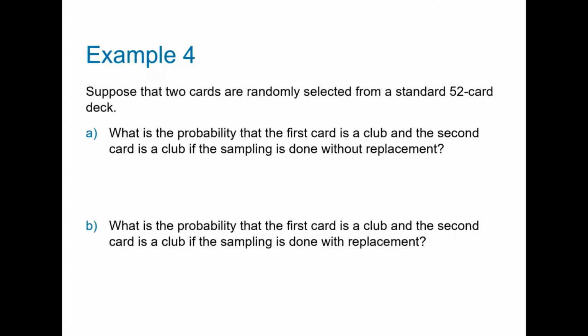Suppose that two cards are randomly selected from a standard 52 card deck. Part A, what is the probability that the first card is a club and the second card is a club if the sampling is done without replacement?